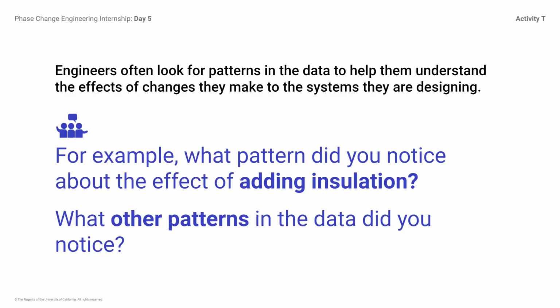Engineers often look for patterns in the data to help them understand the effects of changes they make to the systems they are designing. For example, what pattern did you notice about the effect of adding insulation? We might say the baby cools more slowly and has less time outside the healthy range. What other patterns in the data did you notice? An example: using more than one kind of PCM decreases time outside the healthy range.